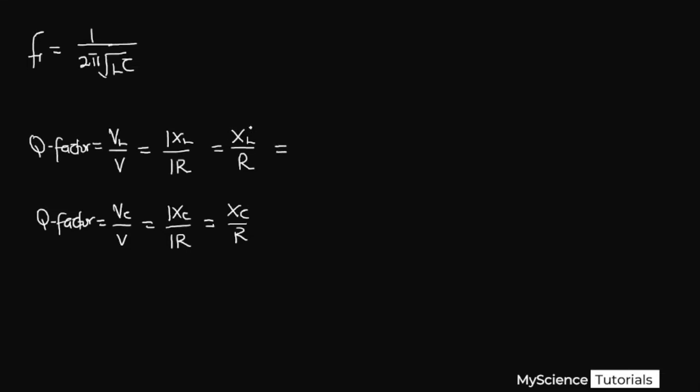So XL is 2 pi FL over R, and XC is 1 over 2 pi FC over R, and this will give you 1 over 2 pi FCR. Now remember the frequency here is resonance frequency, so it's FR.